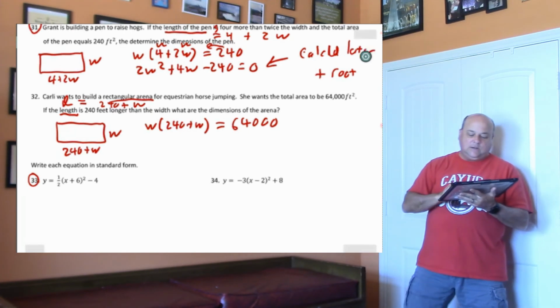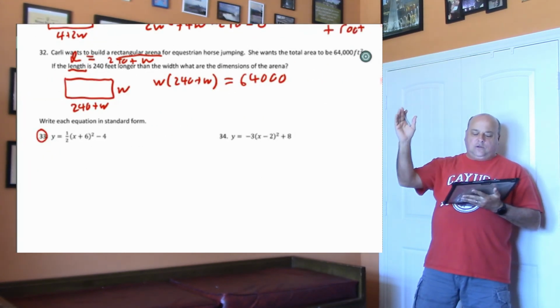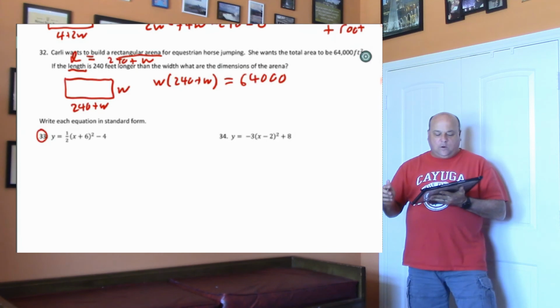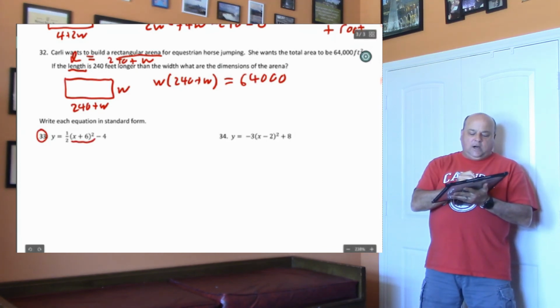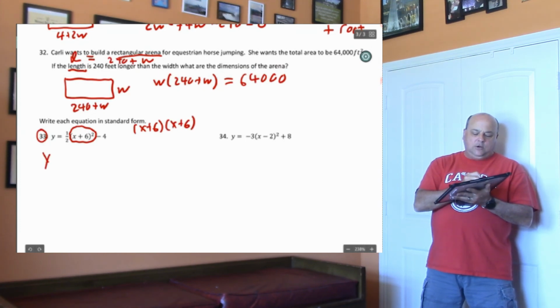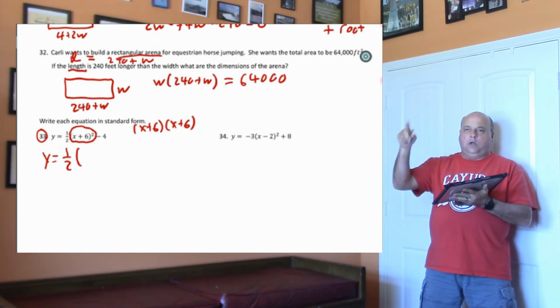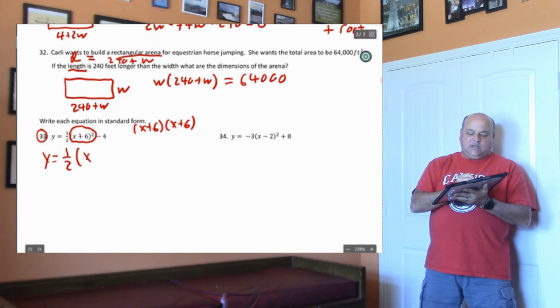Repeat the process. And lastly, I'm going to do 33 for you. You're going to do 34 on your own. We got to square this first. So we're going to do x plus 6 times x plus 6, aren't we? So I'm going to do the shortcut. Y equals 1/2, parentheses, square, square, multiply, double. So x times x is x squared. Skip a spot. 6 times 6 is 36.